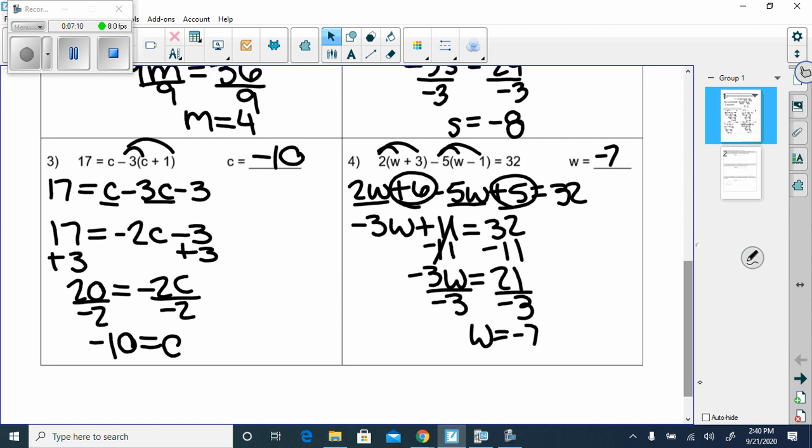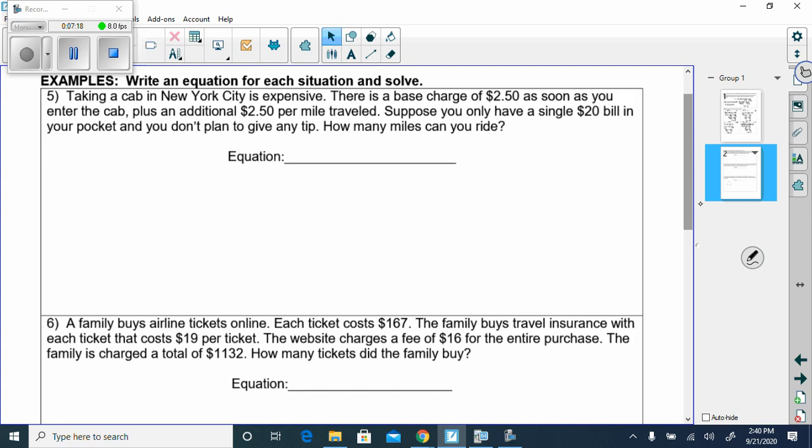So I think we've got the hang of solving with those 2 rules. Now on the back, I have a couple more where we practice setting up the equation, which I think is what is harder anyway, the setting up part. So let's look at some of these. This first one says that taking a cab in New York City is expensive. There is a base charge of $2.50 as soon as you enter the cab, plus an additional $2.50 per mile traveled. Suppose you only have a single $20 bill in your pocket and you don't plan to give any tip. How many miles can you ride?